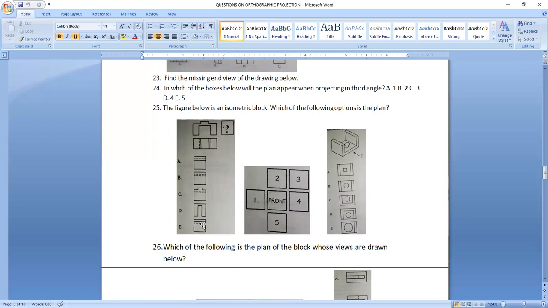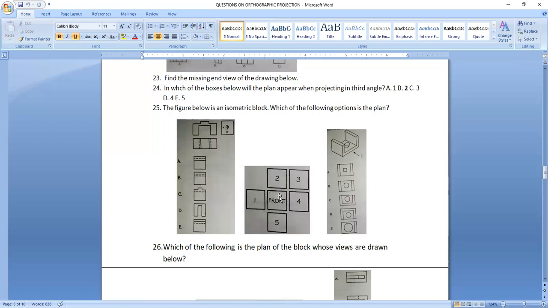Now we move to question 24, in which we have: in which of the boxes below will the plan appear when projecting in third angle projection? So they are talking about these boxes that we have here. So the object is to be drawn in third angle projection.